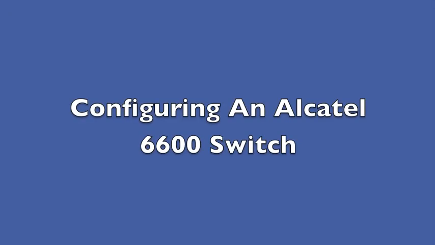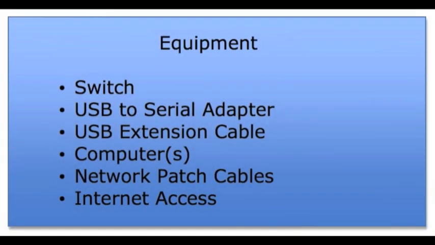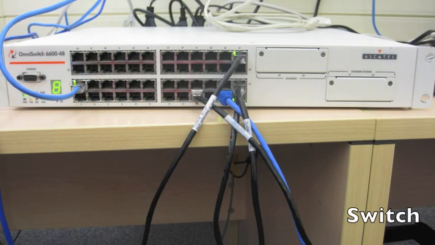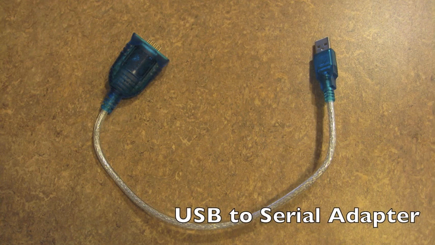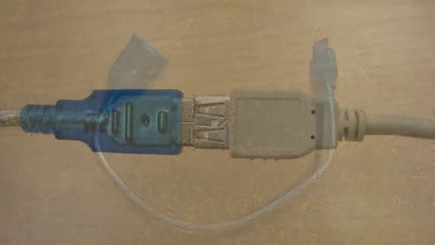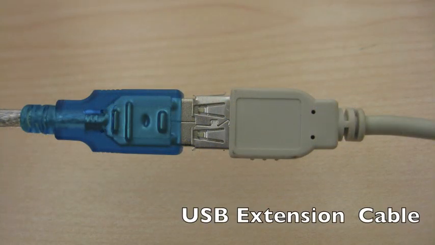and we look forward to walking you through how to configure an Alcatel 6600 switch. For this activity, you will need some equipment. You can see here in this picture an Alcatel 6600 48-port switch. Here we have a USB to serial adapter. This picture shows a USB extension cable being plugged into the USB serial cable adapter.